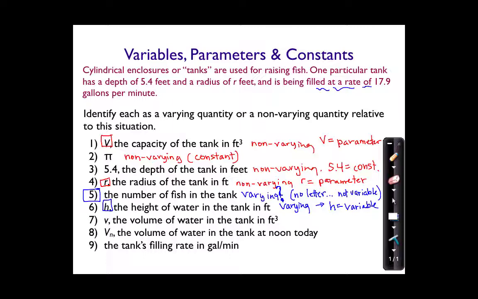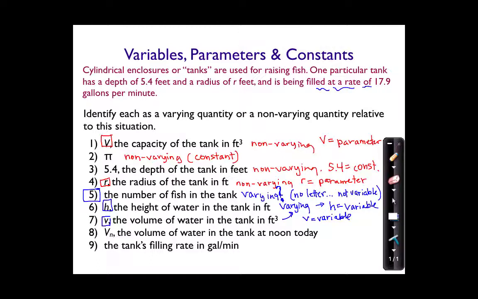What about number 7, lowercase v, the volume of the water in the tank in cubic feet? Yeah, that's something that's varying, and this lowercase v is impacted same as h by this, not by the same amount, but because the tank is being filled at this rate, the height and the volume in the tank are both varying. So I'm going to say, yep, also varying, and this lowercase v is then called a variable.